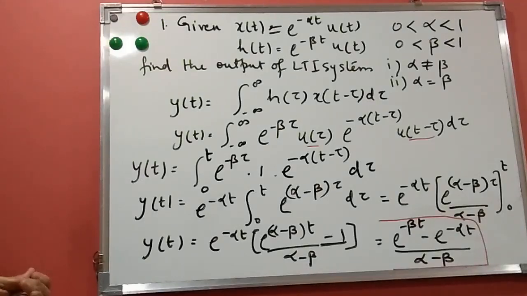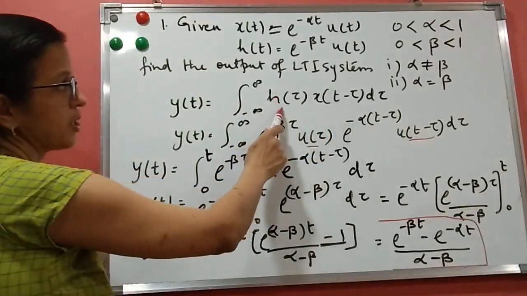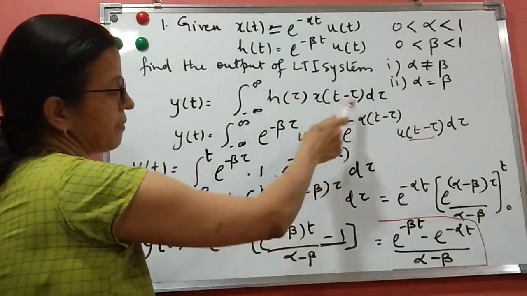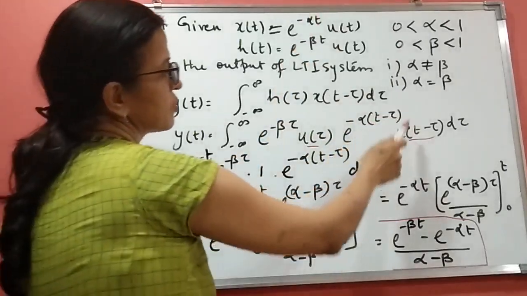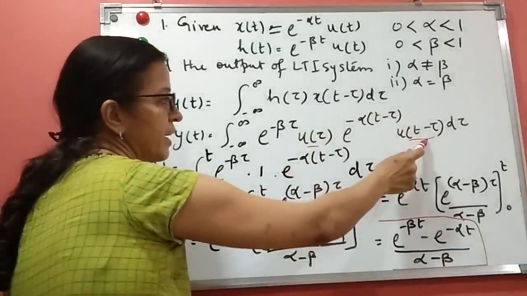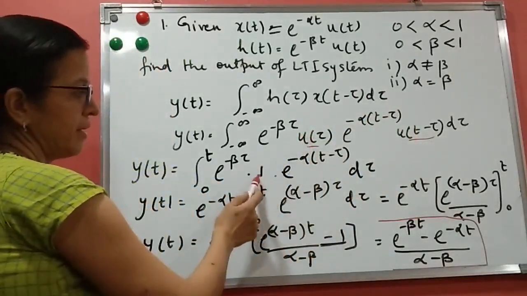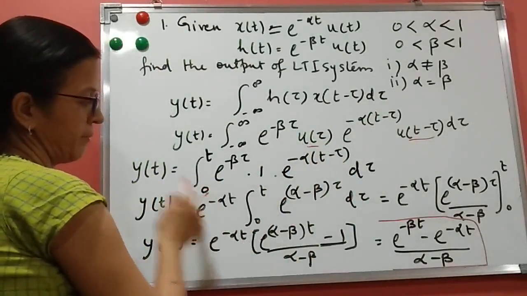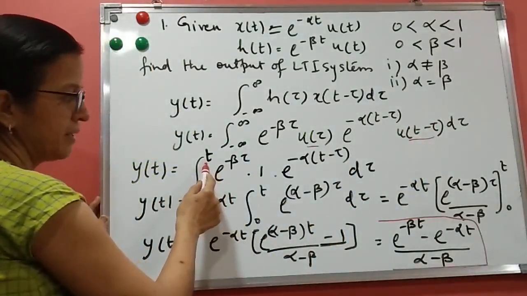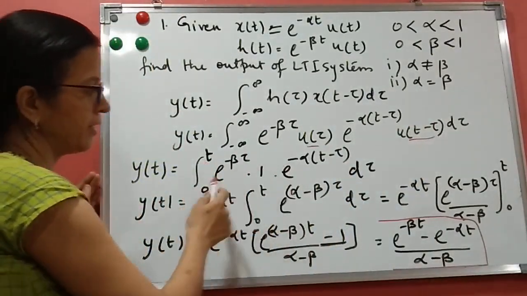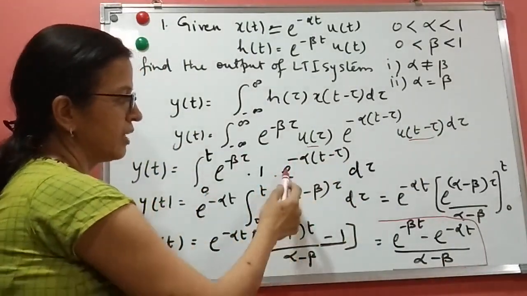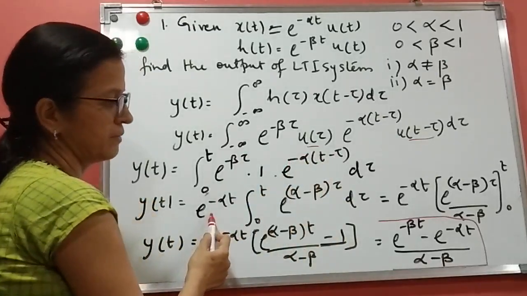So what we have done, we'll repeat here. We have seen the formula. h of tau we have written as e raised to minus beta tau u of tau, and x of tau we have written as x of t minus tau, as e raised to minus alpha (t minus tau) u of (t minus tau). This will decide the lower limit, and this will decide the upper limit. For this one, u of tau is 1 for 0 to infinity, so this is 0. This is the lower limit. And this is 1 for t minus tau greater than 0, so we got tau less than t. After this, we saw here that e raised to minus beta tau, e raised to plus alpha tau, we have written it combined like this, and e raised to minus alpha t, we have taken it outside.